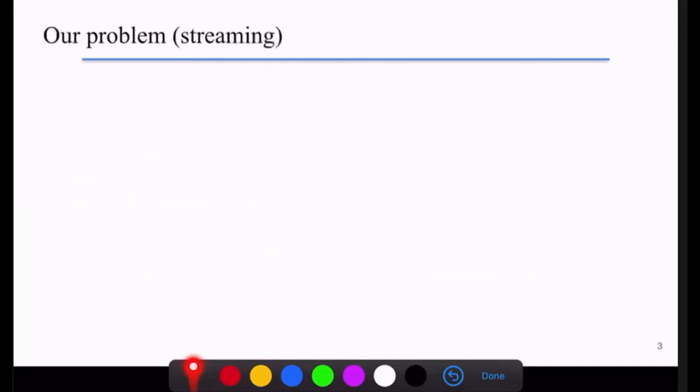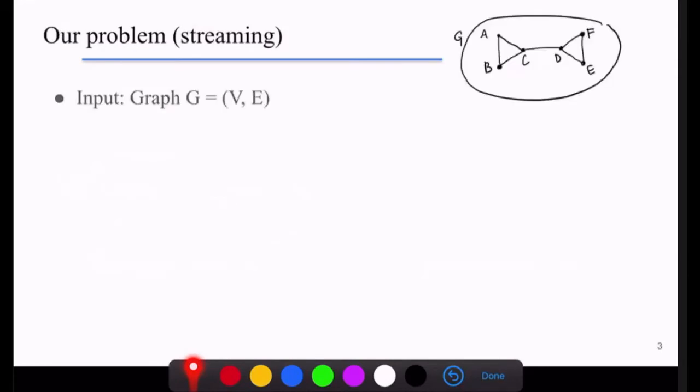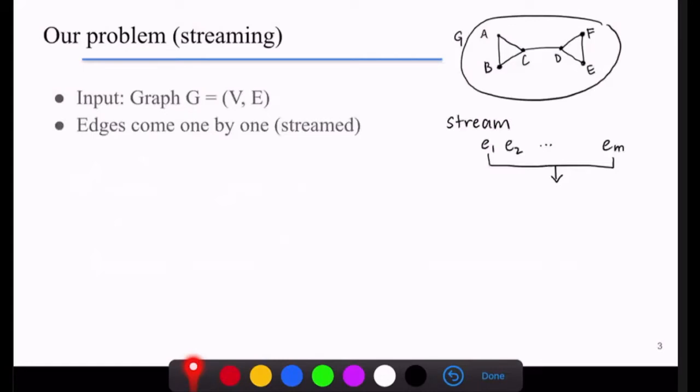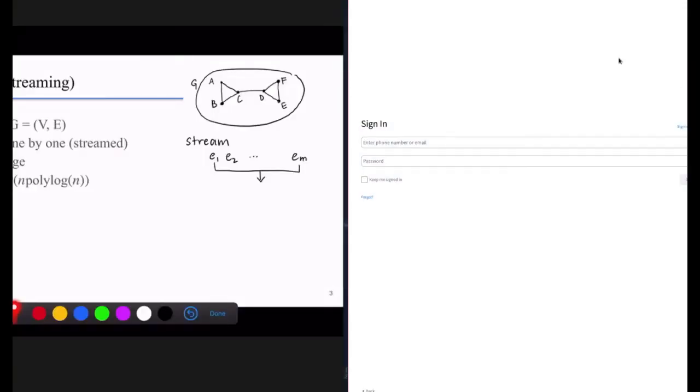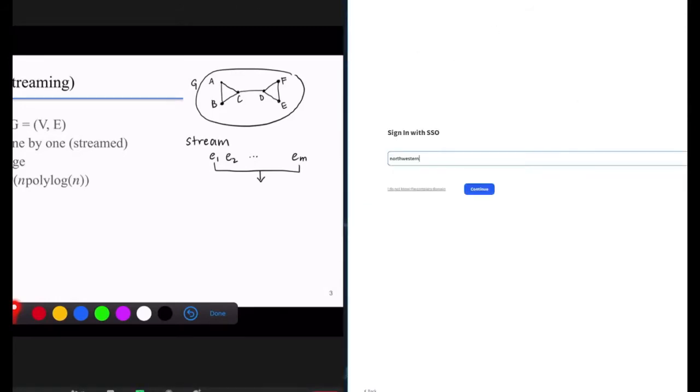Okay, and we're going to be doing this in the streaming model. Our input is still going to be some graph on vertices and edges, but what we will know are the vertices, and what we don't know in the beginning are the edges. We're going to learn the edges through a stream, so the edges are going to come to us one by one. Throughout the algorithm, we have to maintain minimal storage. The storage that we want to maintain is O tilde n space, so that's O of n times polylog n. It could be n times log n, just n times some polynomial of log n.